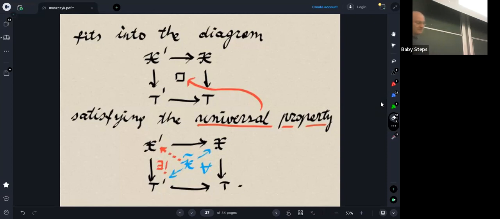This universal property is as follows. In blue, you have another vertex of another commutative diagram. For every such blue part of this diagram, there exists a unique morphism of families from this family X tilde to this X prime. Okay. Sometimes it's called the Cartesian property or the pullback property.